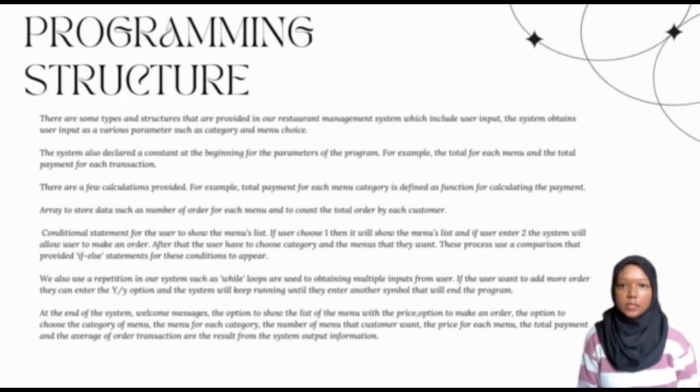The end of the system, welcome message, the option to show the list of the menu with the price, option to make an order, the option to choose the category of menu, the menu for each category, the number of menus that customer wants, the price for each menu, the total payment, and the average of order transaction are the result from the system output information. That's all from me. Thank you.